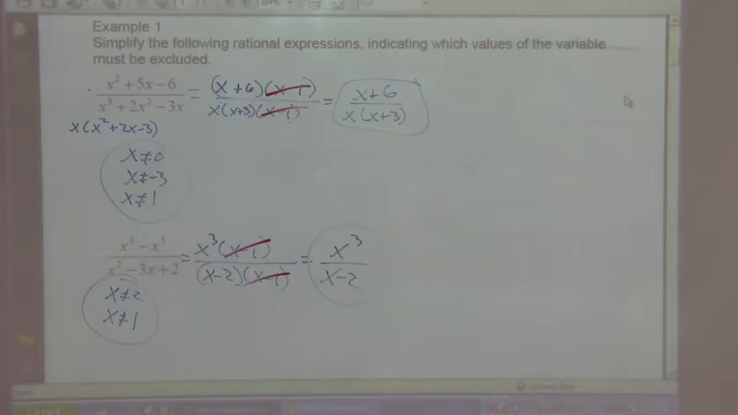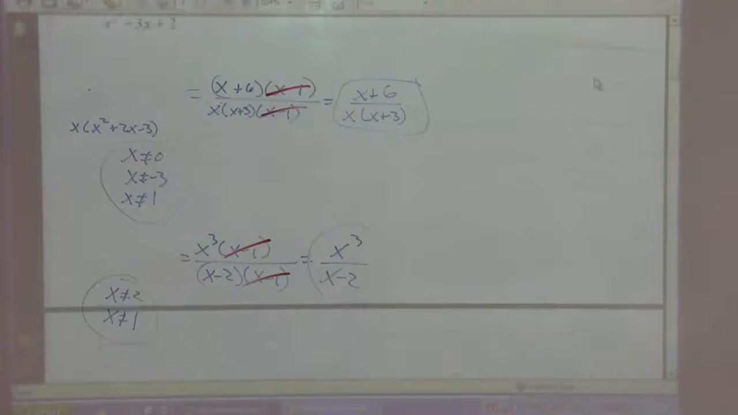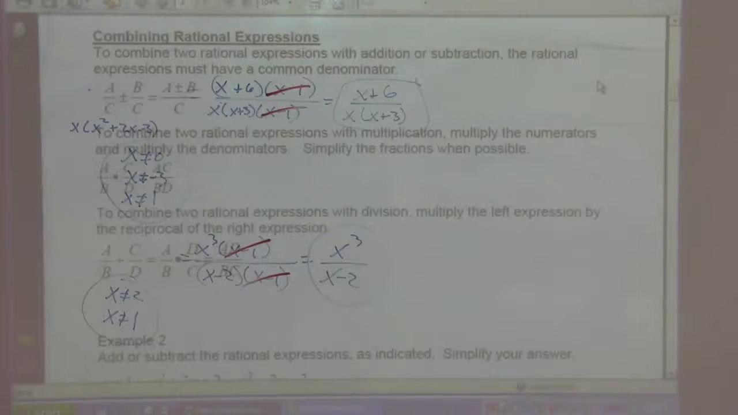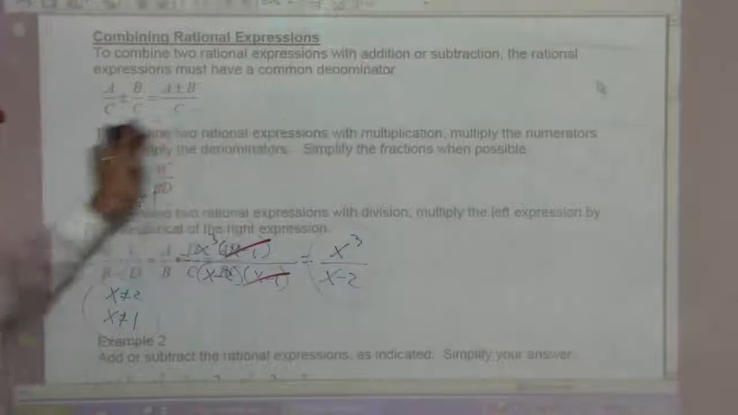Okay. Let's go on to the next page. So this was simplifying rational expressions. Now we're going to do some combining. That means adding, that's the first thing, adding, subtracting fractions, and then multiplying and dividing fractions.